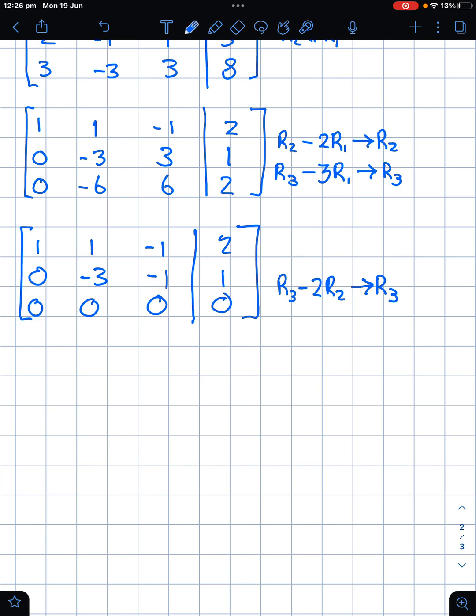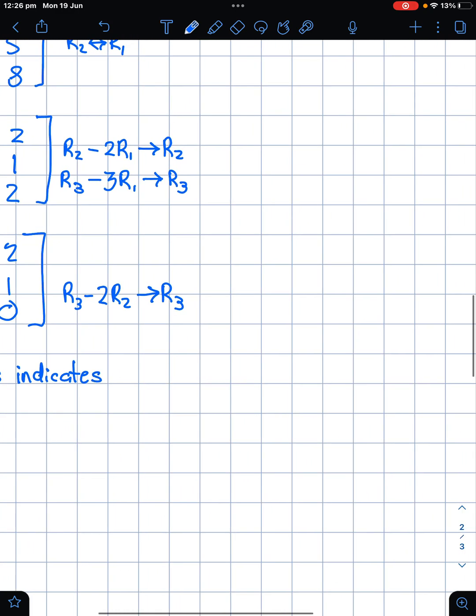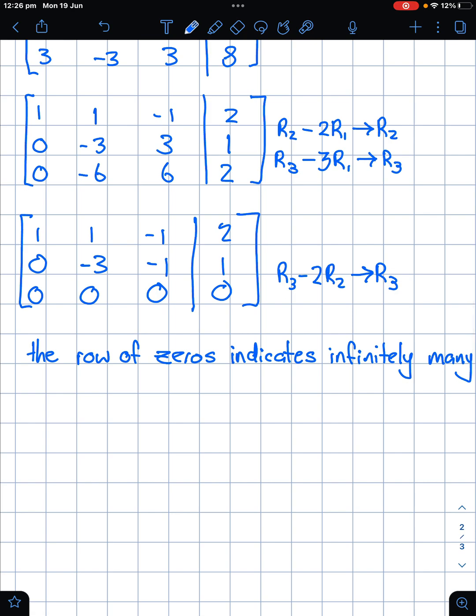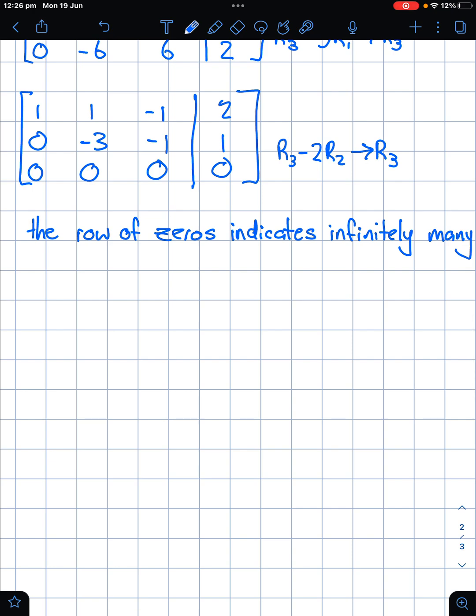So I have these zeros here. So we say the row of zeros indicates infinitely many solutions. Okay, and what that usually will mean, we're actually going to go through the definitions of that in a minute.